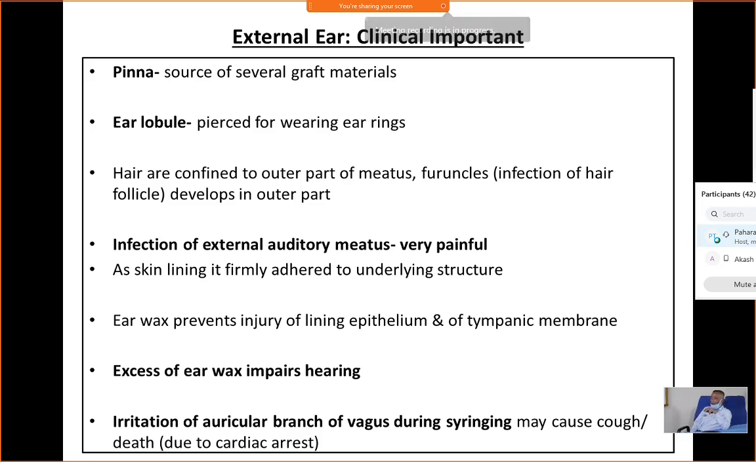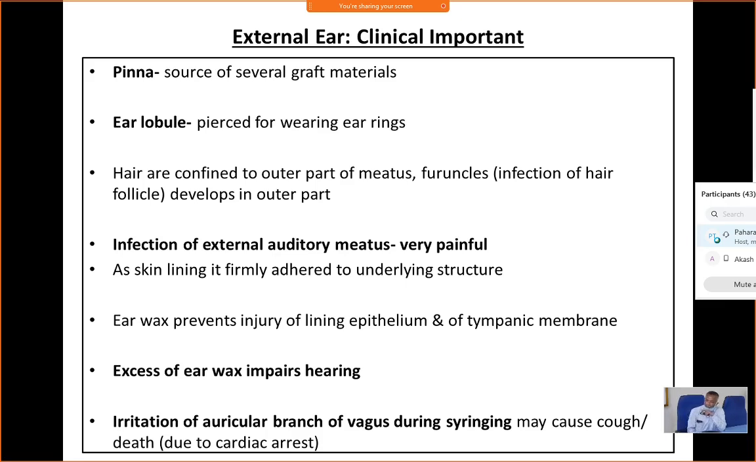Irritation of the posterior wall of the external acoustic meatus is relevant because it is supplied by the vagus nerve. Suppose during some instrumentation or procedure to clean the external acoustic meatus, we put some fluid in to clean it. What may happen? It may irritate the vagus nerve, and ultimately there may be cough or even death.